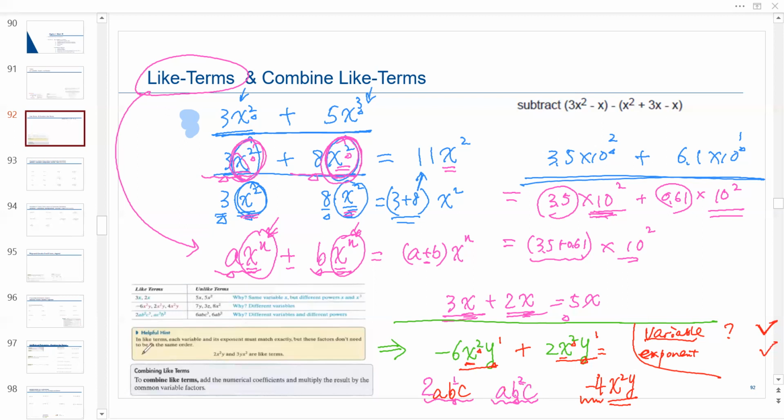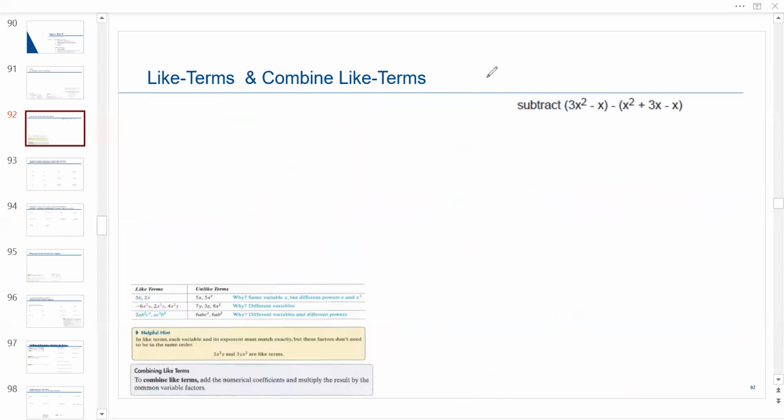Right? So we need to define like terms. They have the same variables. The exponent should be exactly the same. The only difference may be the coefficient part. So when you combine like terms, the only thing you can do is the calculation on the coefficient part, right? So let's see this easy example, a quick example. See these examples. We do this often already, right?